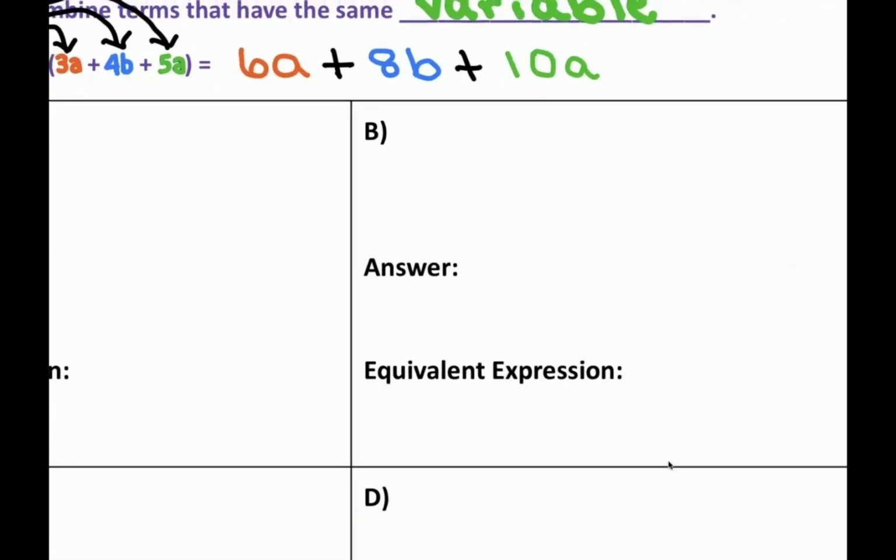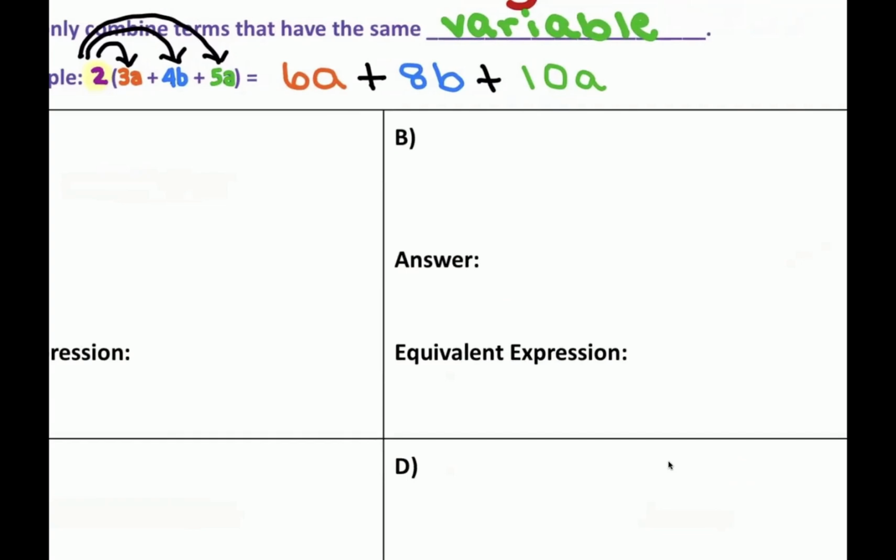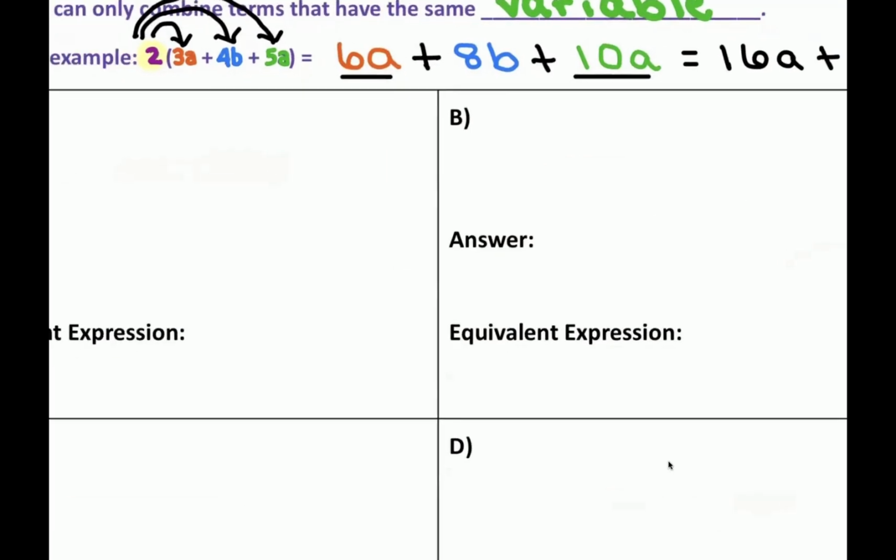Okay, so this is similar to what we've already practiced, except now we had 3 terms. Now that we have this, I can look and say, oh, okay, well, I have 6A and then another 10A. So because they're the same variable, I can combine them to make 16A. So now I can rewrite this as 16A plus 8B. Let's practice another one.